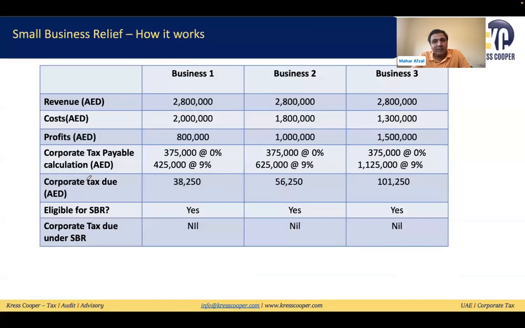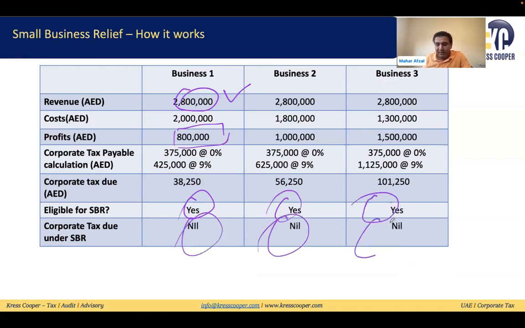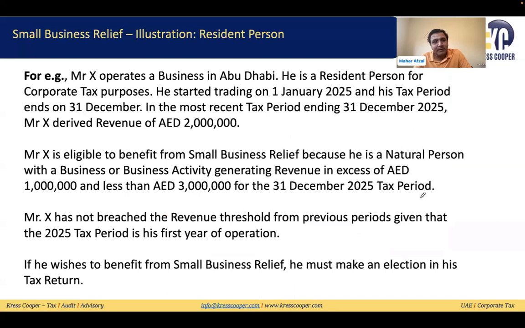Now we need to look at the examples very quickly. This is business 1, business 2, business 3. Current tax revenue, gross revenue less than 3 million. Yes. They can opt for the small business relief. Yes, they are eligible for the small business relief. Do they need to pay any tax? No, they are not liable to pay any tax. Their tax is up to this, but they are not liable to pay. They are not even liable to calculate the tax.